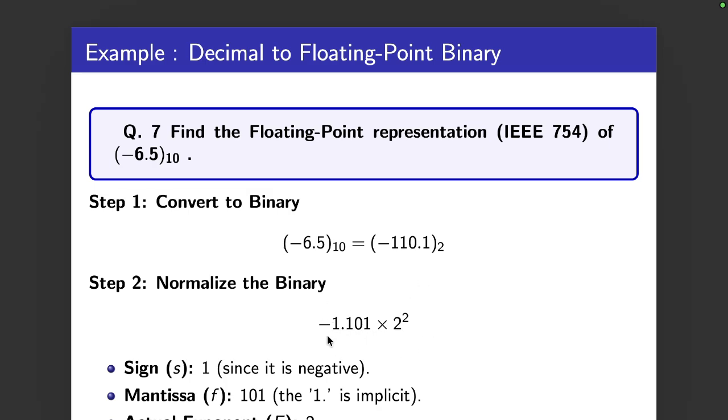This is the 1.f, and f here is 101, and the leading 1 is implicit. The sign is minus, so the sign bit is 1. The mantissa f is 101, and the actual exponent e is 2.